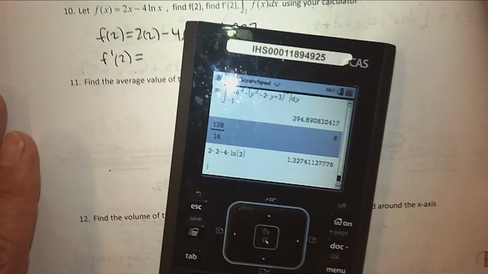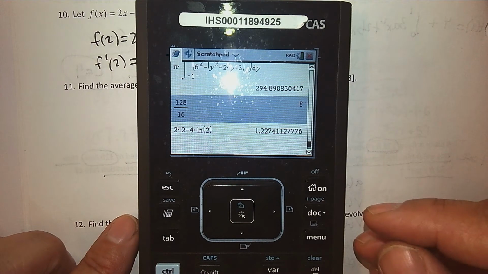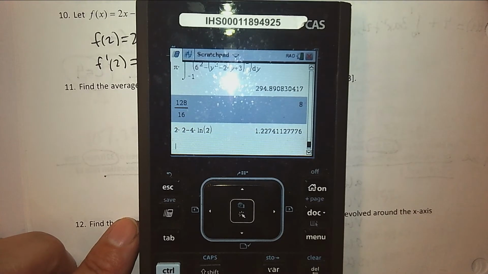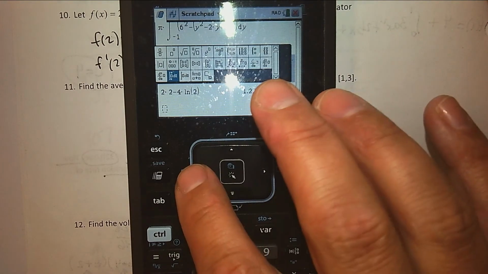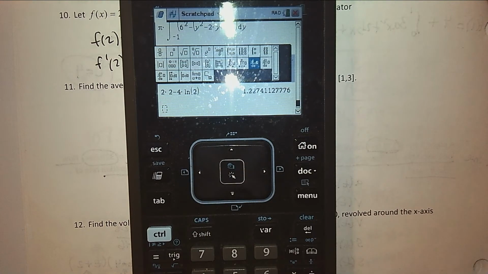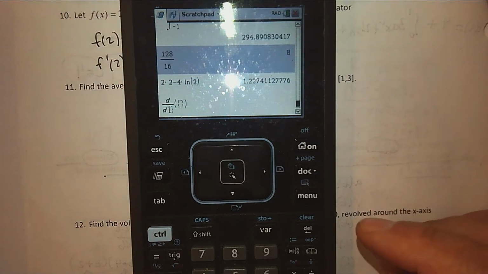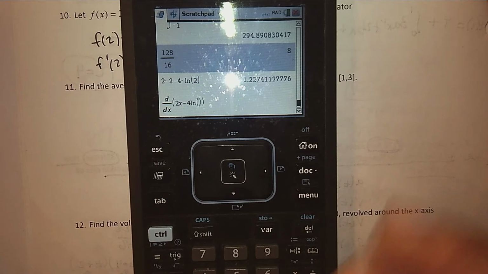I am going to take the derivative of this. So let's do that first. So let's press menu. No, we're not going to press menu. I'm going to press this button right beside the 9 again. So where's the derivative one? So I'm going to take the derivative of 2x, subtract 4 ln x.